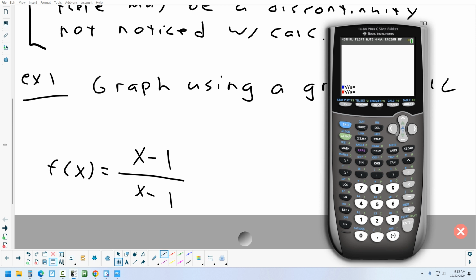So if we type that in, x minus 1 divided by x minus 1, and we do zoom 6, you're dividing two things that are the same. So it's going to look like it's y equals 1. But we know there's a hole in the graph when x is 1, and that's why it comes up with an error. So that particular one has a hole.